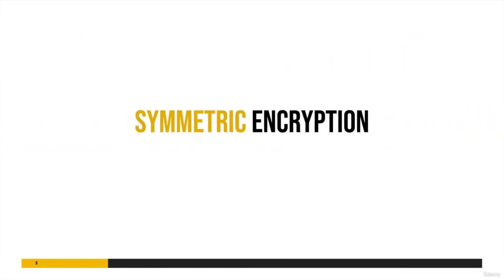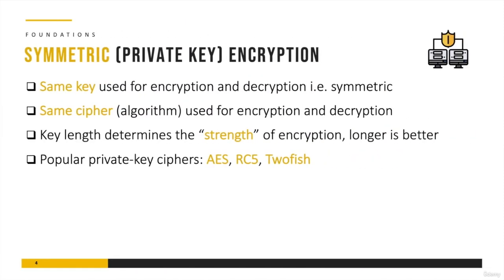Cryptography is broadly categorized into two main categories, symmetric and asymmetric. We are going to start with symmetric encryption concepts. Symmetric encryption is also called private key encryption, and it uses the same key for encryption as well as decryption, and that is why it is called symmetric, because the same key is used both at the source and at the destination. It also uses the same cipher.